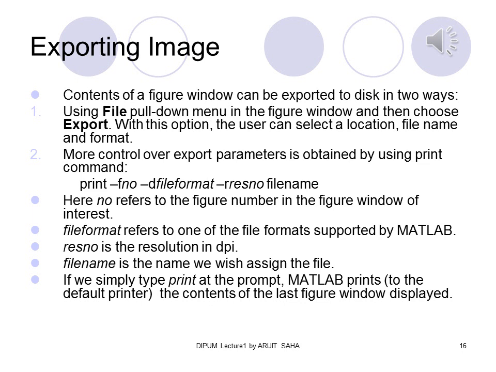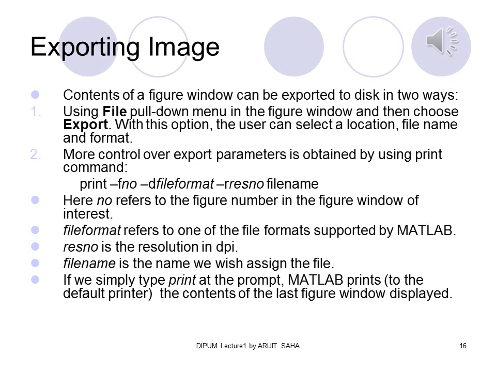How? print -fnumber -dfileformat -rresnumber filename. Here number refers to the figure number in the figure window of interest. File format refers to one of the file formats supported by MATLAB, which we have already shown. Res number is the resolution in DPI. File name is the name we wish to assign the file. And if we simply type print at the prompt, MATLAB prints to the default printer the contents of the last figure window being displayed.